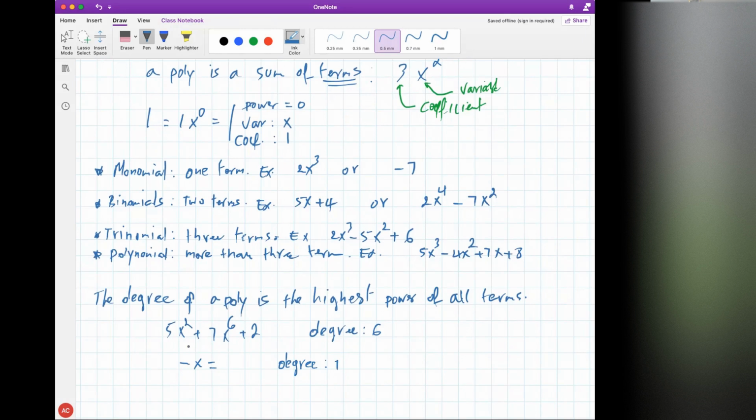What about the coefficient? What's the coefficient of this term? Not 1, but minus 1. That's right, negative 1. So the coefficient, of course, the variable, and the power. The power here happens to be the degree because that's the only term. But if you have another term with a higher power, that higher power would be the degree.